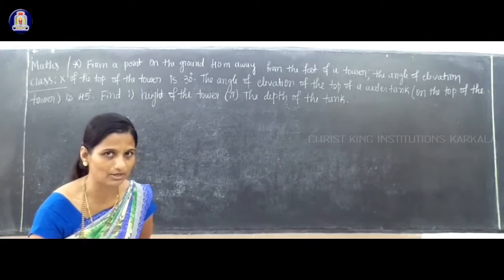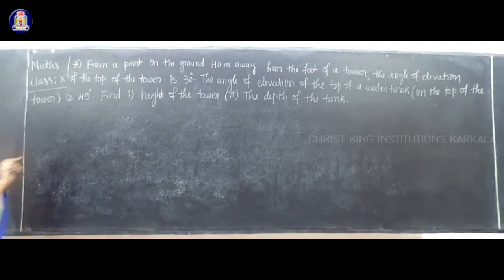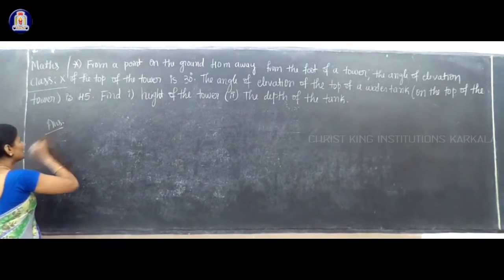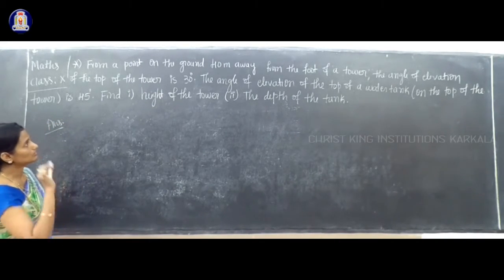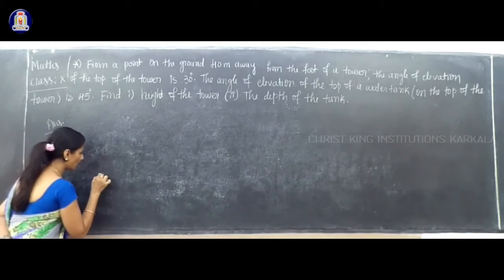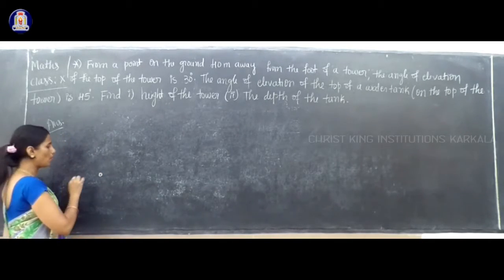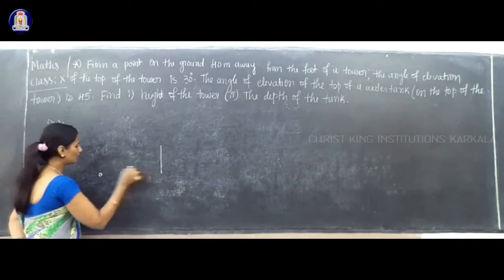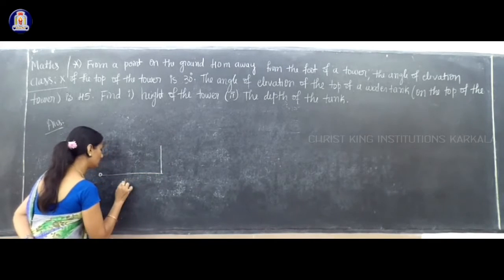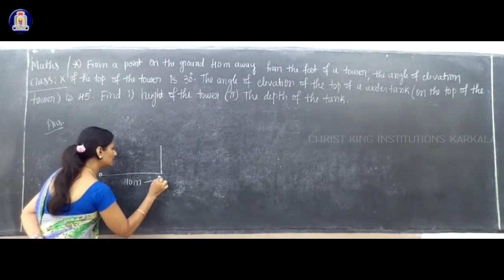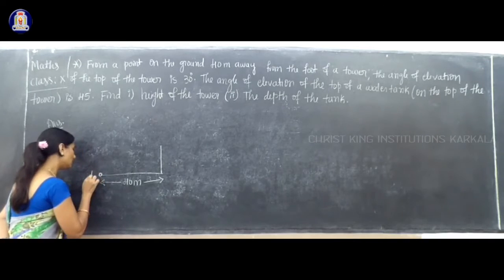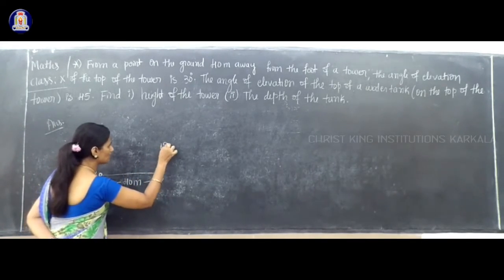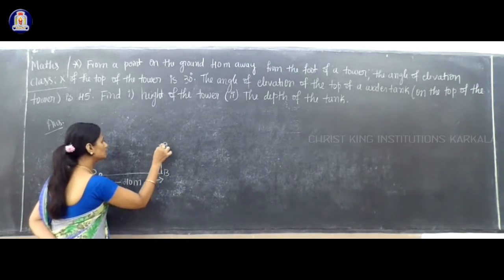So now we'll draw the figure. Don't write this. Now I'll give the first explanation, afterwards write. So now again we draw. From the point on the ground, there is one tower. The distance between the point and the tower is 40 meter. So mark this point as P. P is the point. AB is the tower. Correct? AB is the tower.